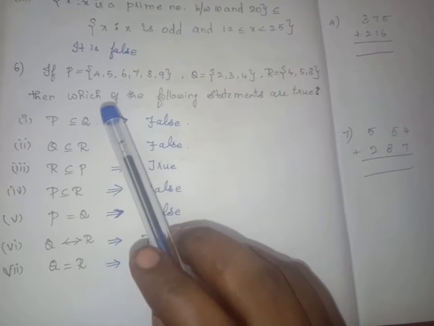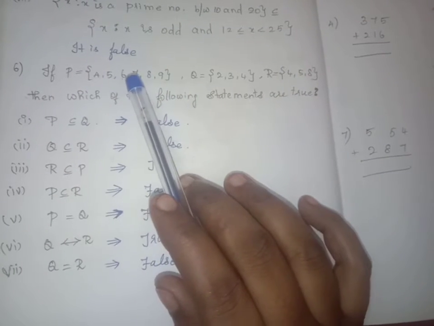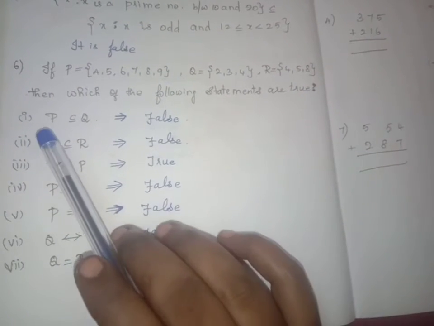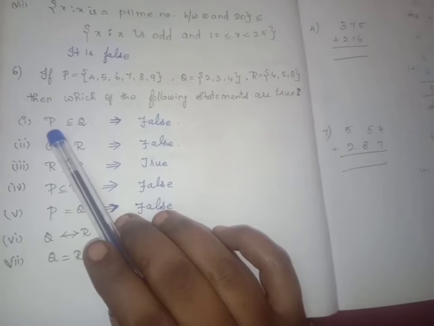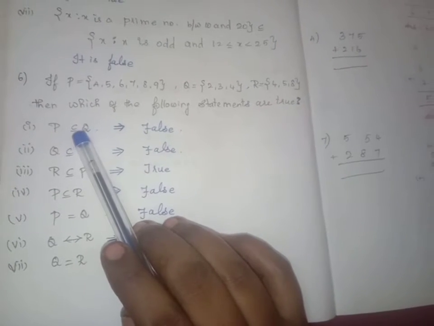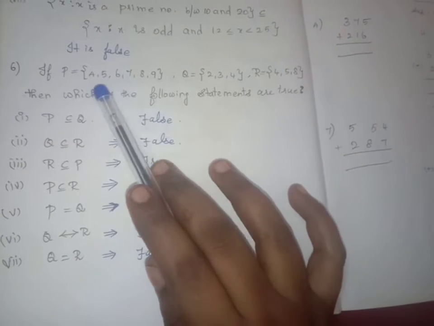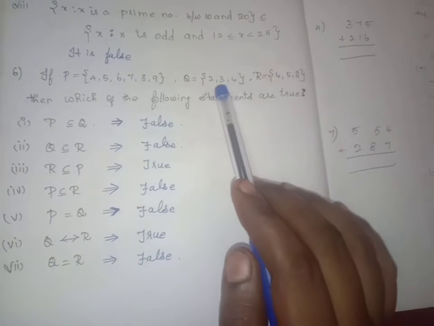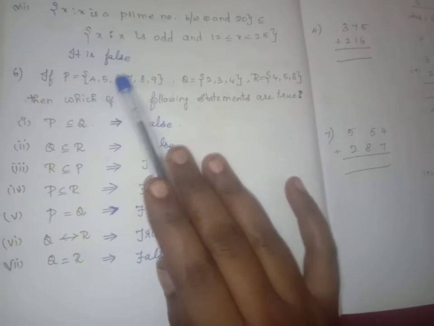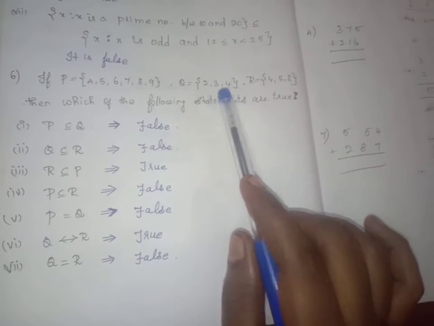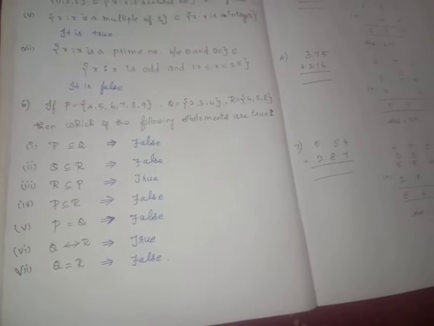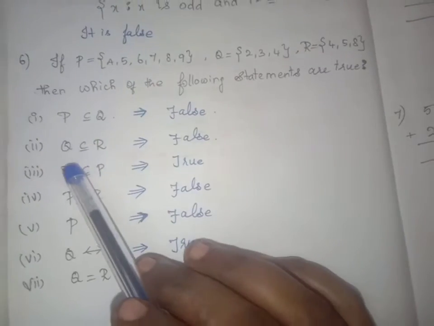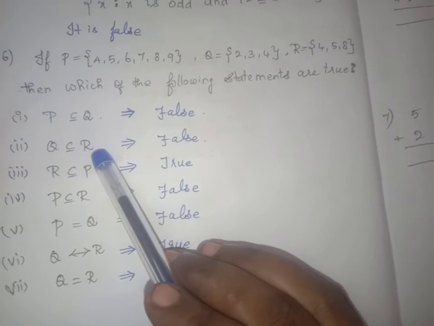Subset or equal to Q means first of all you will see P and Q. P is the bigger set and Q is the smaller set. Every P element is not in the Q set. P being a subset would mean every P element will be in Q, but it's not a true statement. So it's false.